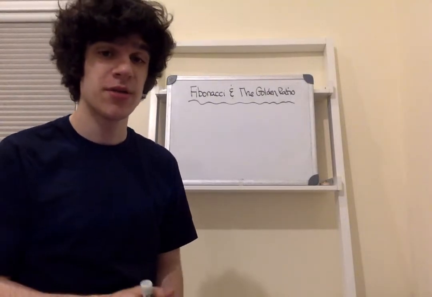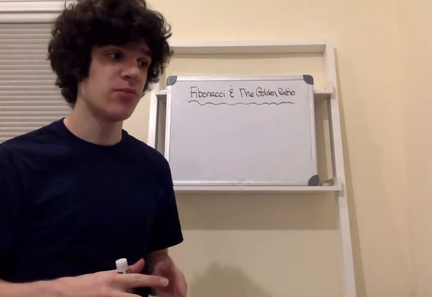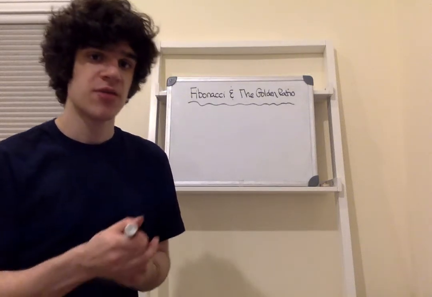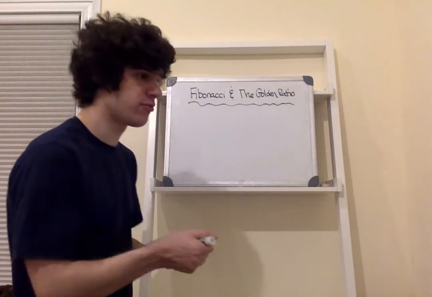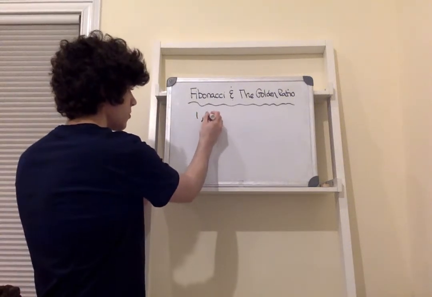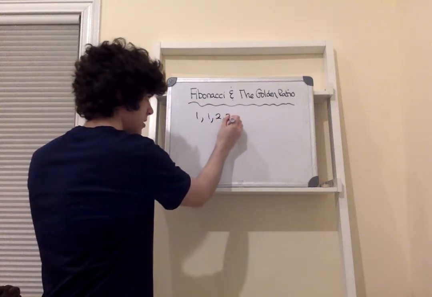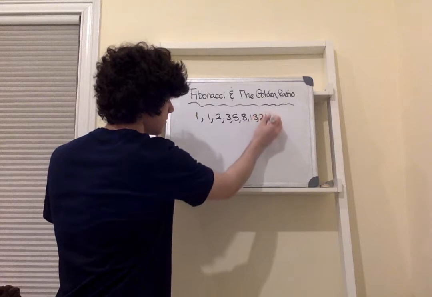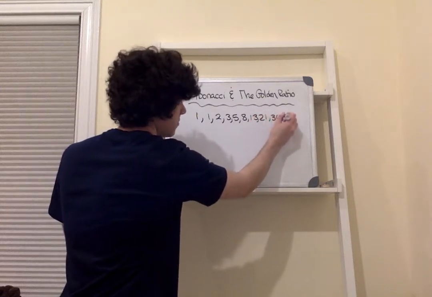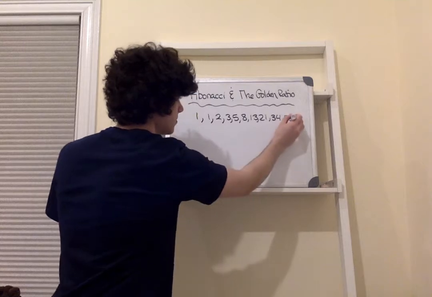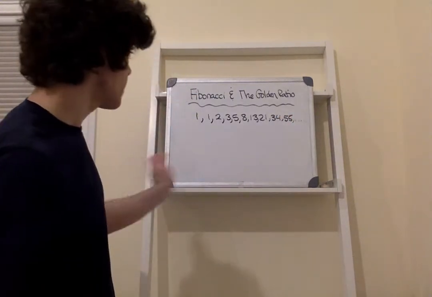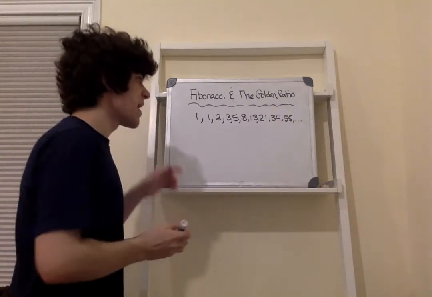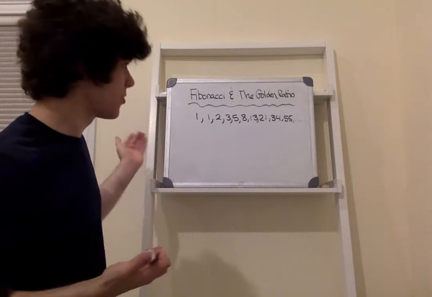For anyone that is curious about an extension, we're going to briefly cover Fibonacci numbers and how they correlate to the golden ratio. I'm sure many of you have seen the sequence before. We have 1, 1, 2, 3, 5, 8, 13, 21, 34, 55, and so on. This goes on infinitely.